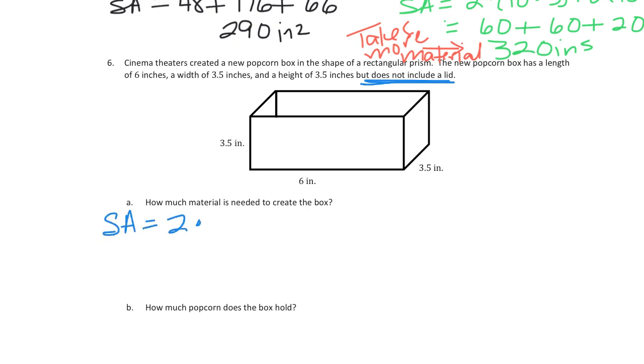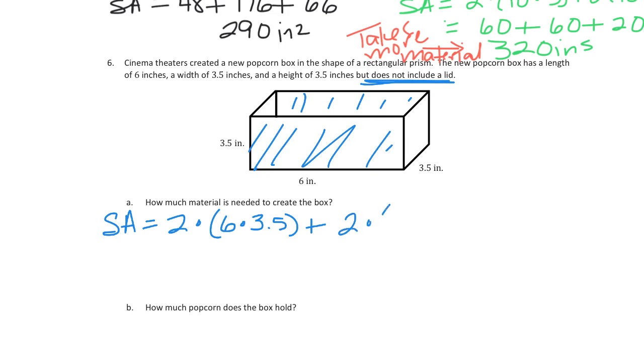So 2 times the front and the back are going to be the same, and they are 6 by 3 5/10. So that's this right here, and then that back side there. Now we are finding the sides 2 times, and it is 3 5/10 by 3 5/10. Now we don't have a top, but we do have a bottom, and so I'm not going to be multiplying it by 2 because I only have one of those. And the area of the bottom is 6 by 3 5/10.